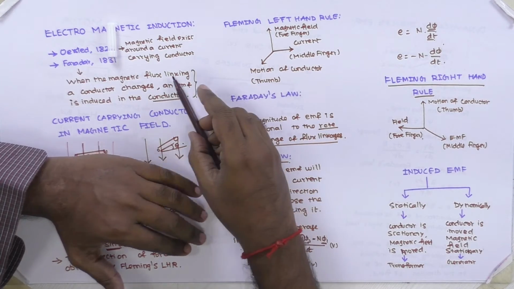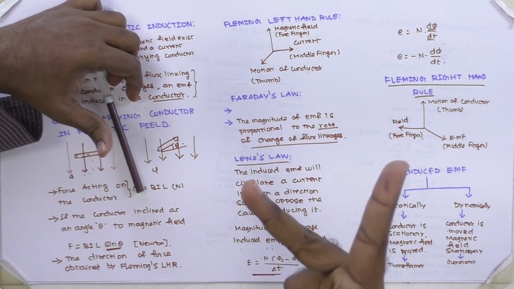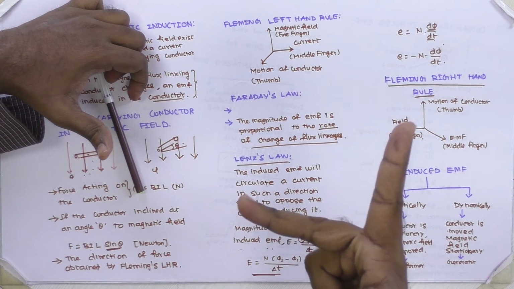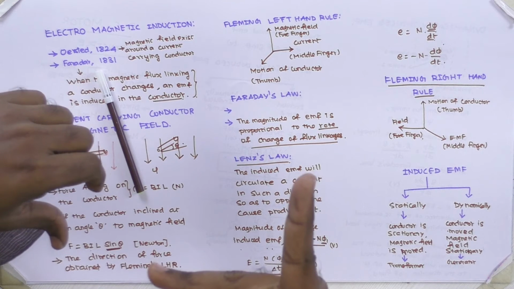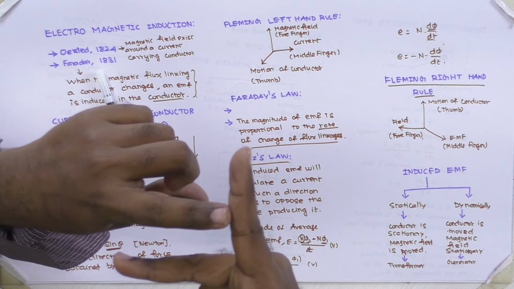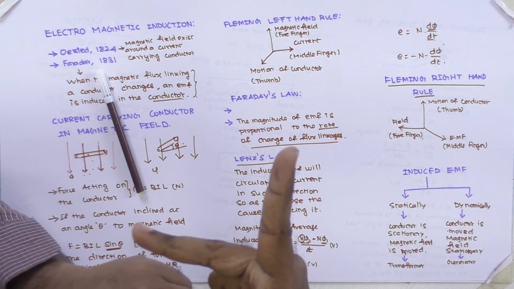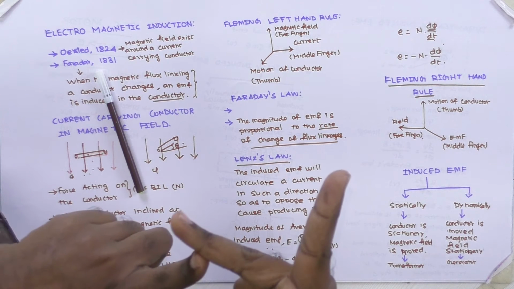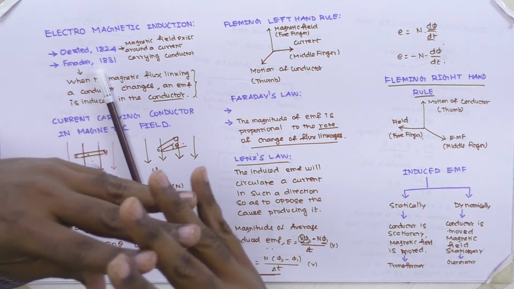Similar to the left hand rule, if we stretch the right hand forefinger, middle finger and thumb, they are at right angles to each other. The forefinger represents the magnetic field, the thumb represents the motion of the conductor, and the middle finger represents the EMF induced in that conductor. So this is the Fleming right hand rule.